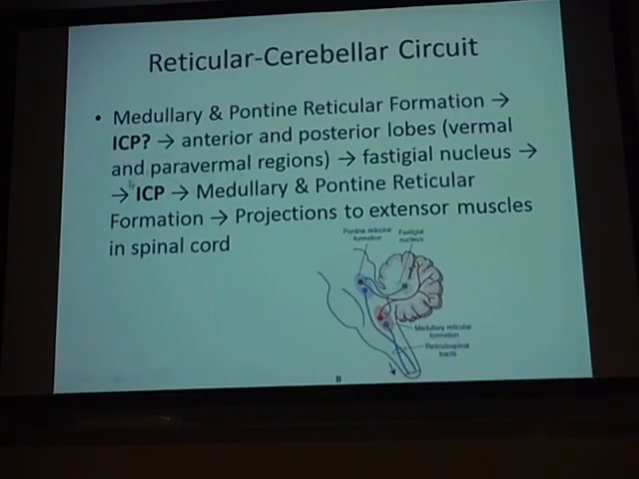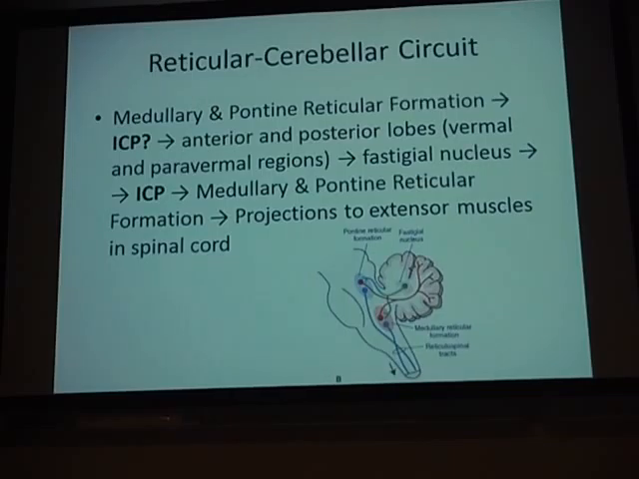Out through the ICP, that's for sure, and back to the reticular formation in the medulla and the pons. So that's our circuit. And then we know from the medulla and the pons that we're going to have projections to extensor motor neurons in the spinal cord. And it depends whether it's coming from the medulla or the pons, what those reticulospinal fibers are doing, right?